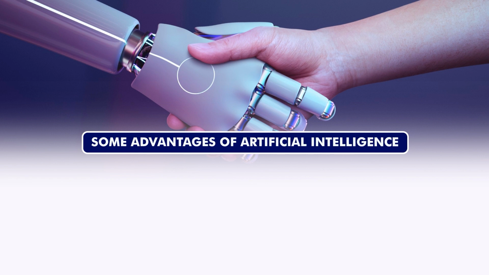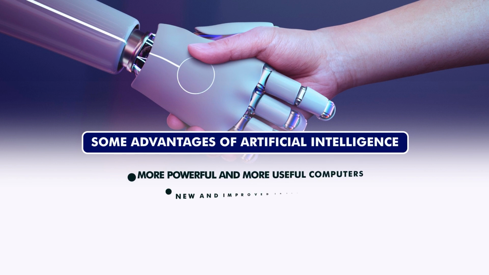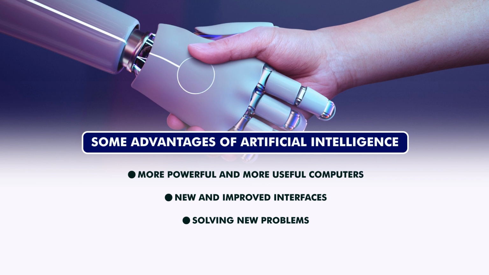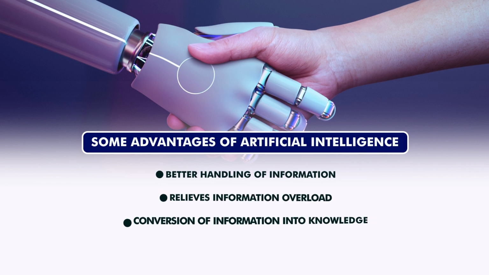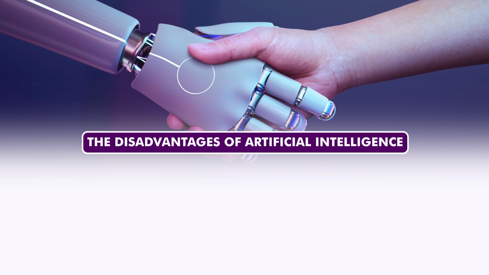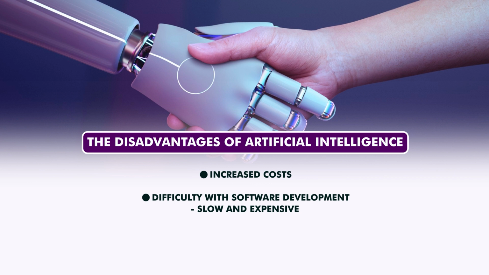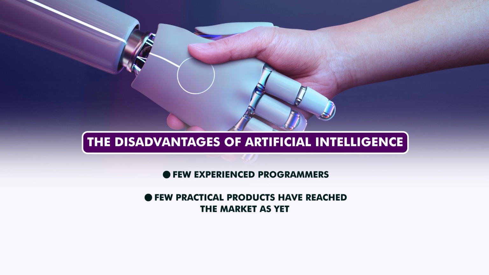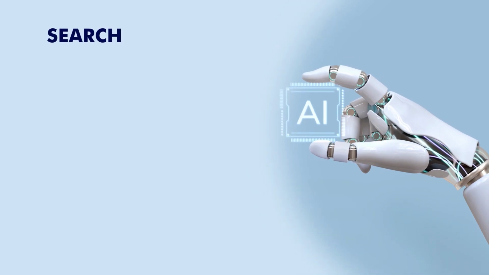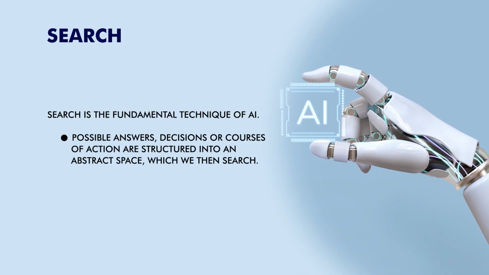Some advantages of artificial intelligence: more powerful and more useful computers, new and improved interfaces, solving new problems, better handling of information, relieving information overload, conversion of information into knowledge. The disadvantages: increased cost, difficulty with software development, slow and expensive, few experienced programmers, few practical products have reached the market yet.